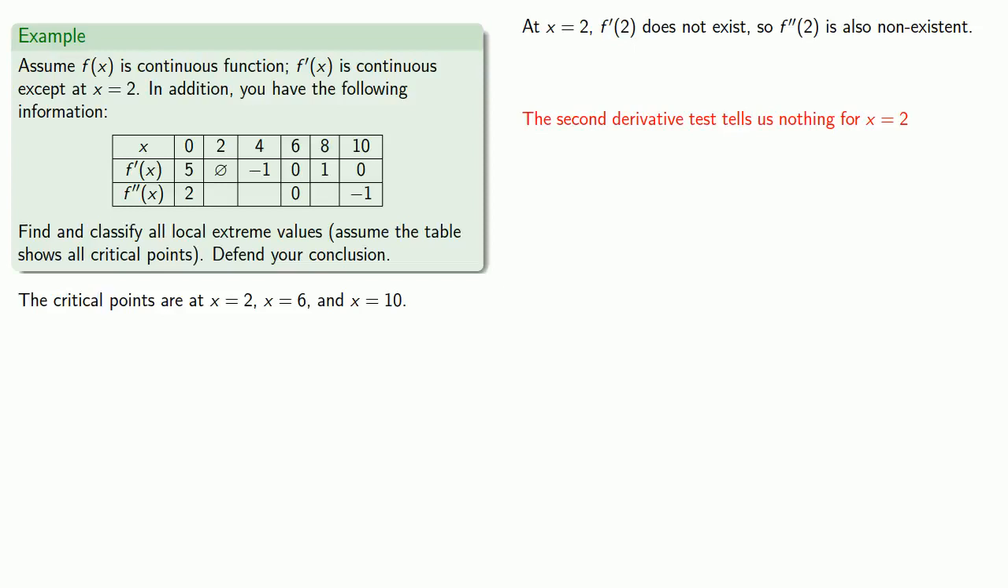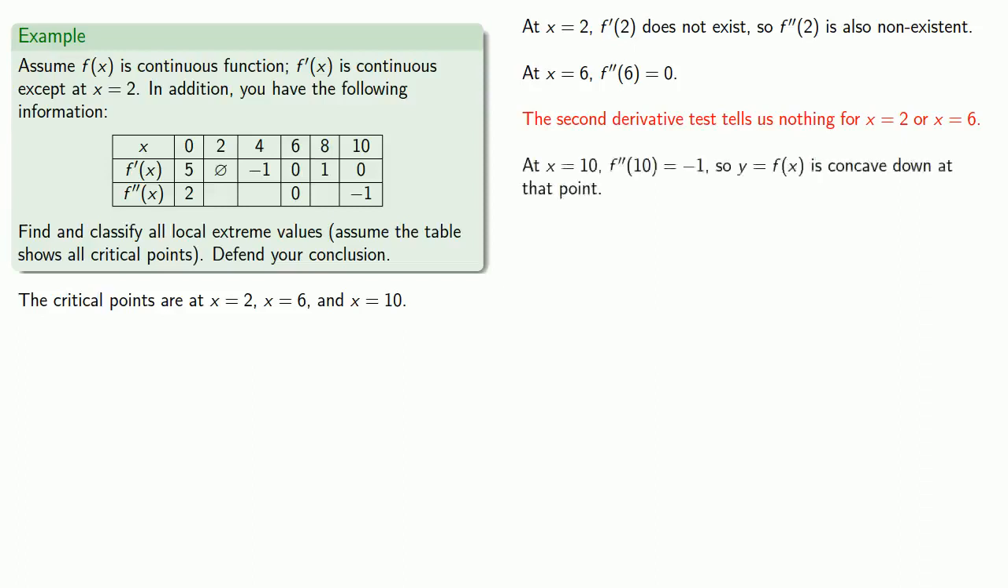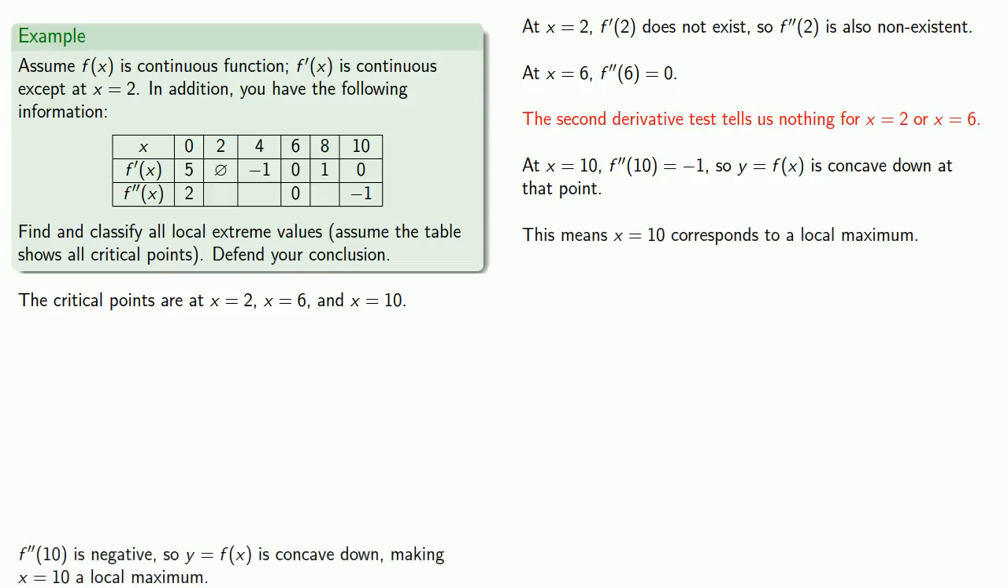How about at x equals 6? Well, here our second derivative is 0, and again, the second derivative tells us nothing for x equals 6. Our third critical point, at x equals 10, our second derivative is negative 1, so y equals f of x is concave down at that point, and that means that x equals 10 is going to correspond to a local maximum value. So we do have some information from the second derivative, but we still have to characterize the other critical points.